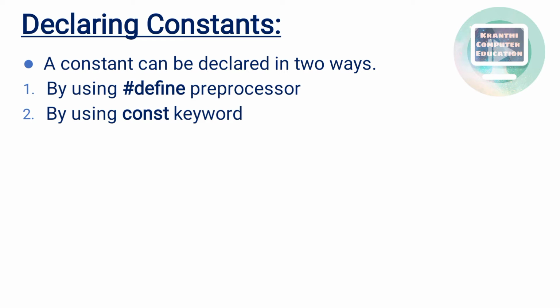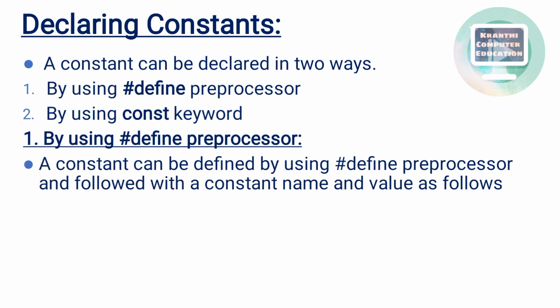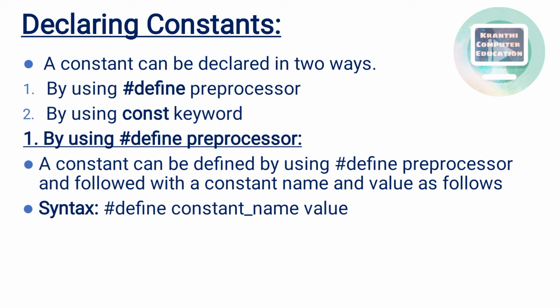Let us see one by one individually how we are going to declare constants. Number 1, by using the #define preprocessor. A constant can be defined by using the #define preprocessor followed by a constant name and a value as follows. In the upcoming line we will see the syntax to create a constant by using the #define preprocessor. See the syntax now.